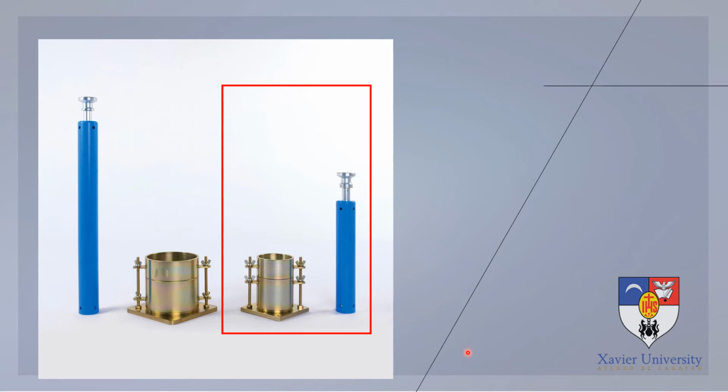First, we have this set. It is smaller, this is for our standard Proctor test. The mold is smaller and the corresponding hammer is also smaller. And then we have here, the one on the left, which is what we use for our modified Proctor test. So they look the same, they just differ in size.